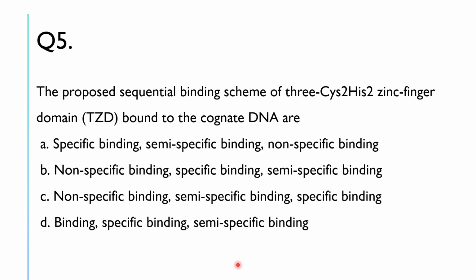so here is our next question. The proposed sequential binding scheme of 3 C2H2 zinc finger domain TZD bound to the cognate DNA are specific binding, semi-specific binding, or non-specific binding. This means they are asking for the proposed scheme, that is, which binding happens between the C2H2 zinc finger domain and the cognate DNA. Read the options carefully and then answer it according to you. We will be discussing it in 2 minutes.